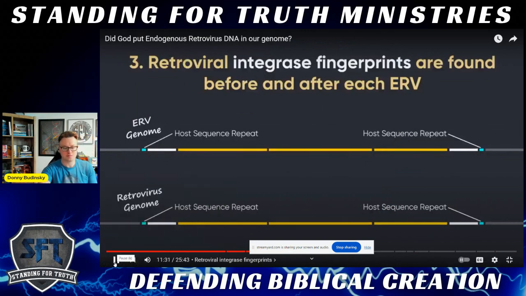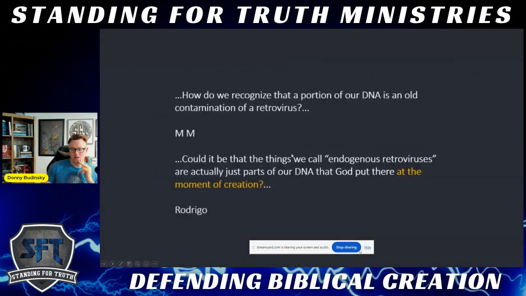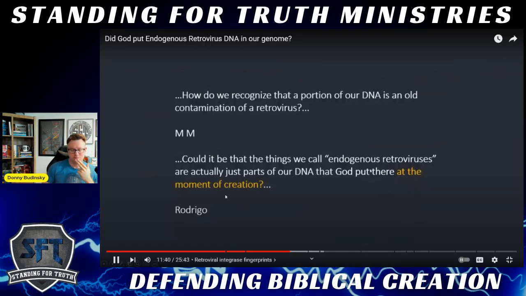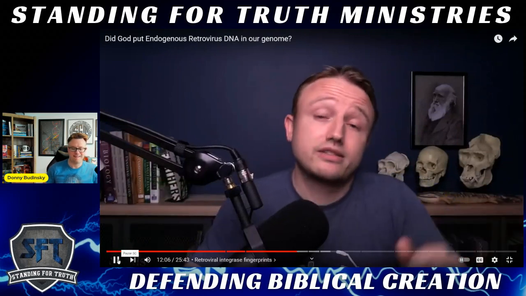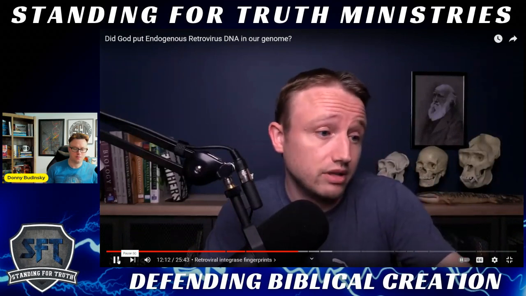Little scars on the ends there. So that question that was asked, could it be that the things we call endogenous retroviruses are actually just parts of our DNA that God put there at the moment of creation? Well, again, I'm not going to tell you whether or not you should believe that God exists. I've heard people say that God is controlling all things. He's holding the universe together or whatever. So I suppose that every time a virus inserts its genome into a host, that was God doing that. So I'm not going to tell you whether or not this tells us anything about the existence of God, but it does tell us that these insertions did not happen at the moment of creation.